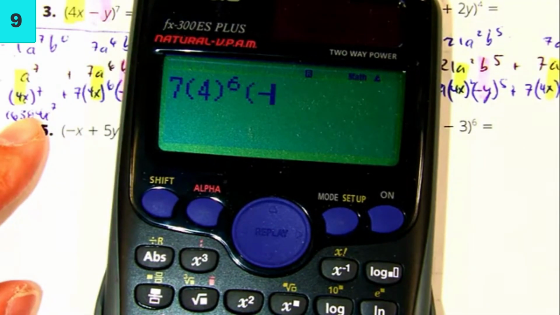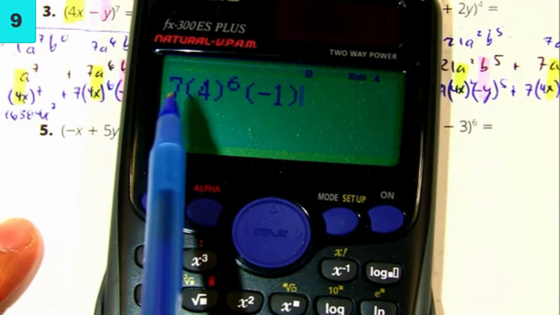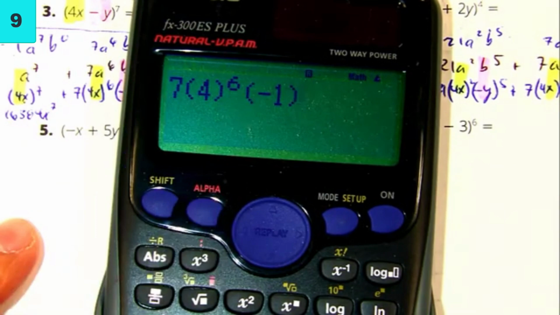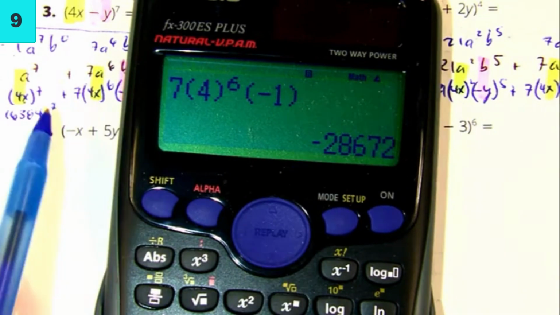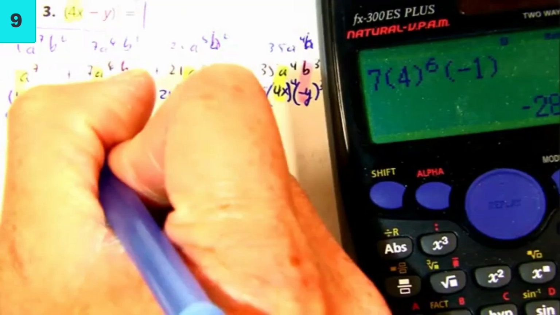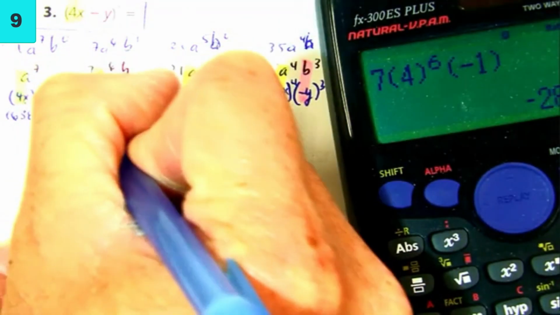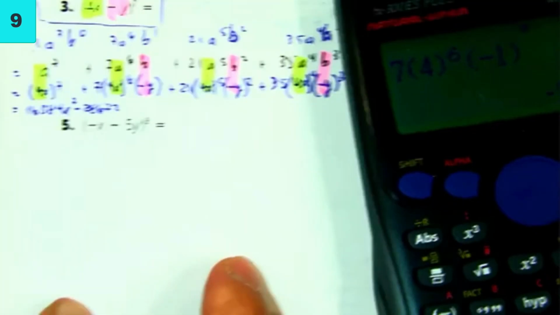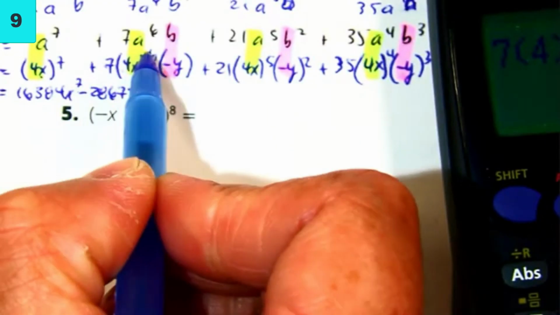Now some calculators are able to type in all of this math type. Some of you will actually have to do each of these by hand. Press enter or equals. Now, if it is a negative, that tells you the math operation that we're going to write next. So negative 28,672. That's what 7 times 4 to the 6th power times negative 1 is.